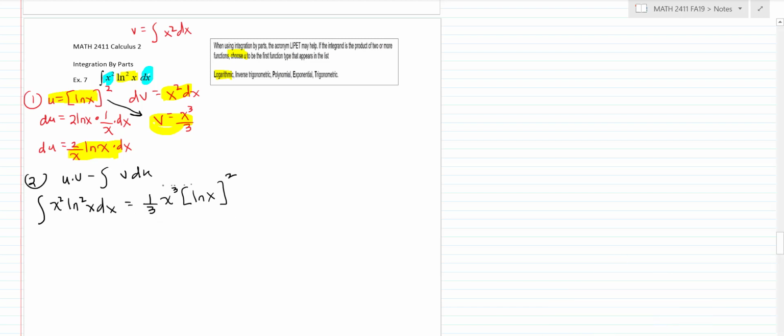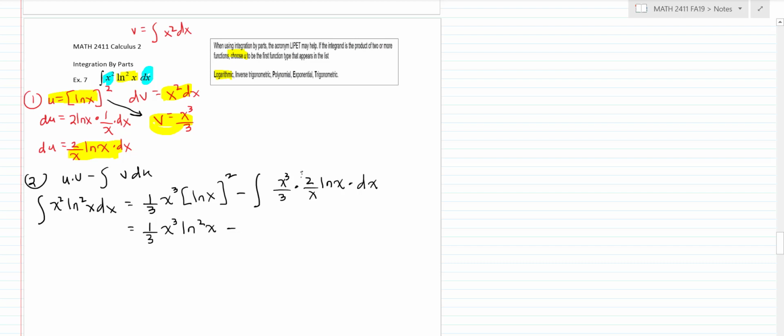Okay, so I've got u times v, and then minus the integral of v du. It looks like v is x to the third over 3, and du is 2 over x times ln of x times dx. Let's clean this up a little bit. I'm going to write this as 1/3 x to the third, and I'm going to write that back as ln squared of x.